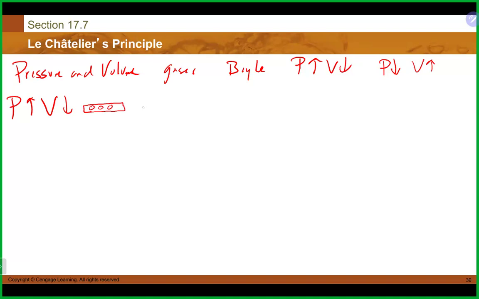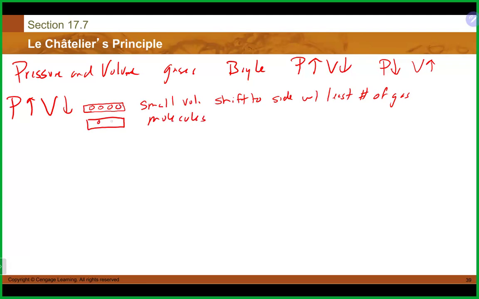So in a small volume, the only way to bring the pressure back down is to shift to the side with the least number of gas molecules. What that means is instead of all those gas molecules in there, we now have a little less gas molecules present, and that's going to bring the pressure back down. So with pressure and volume, a lot of times you want to look at the volume. Small volume means we need less gas molecules.